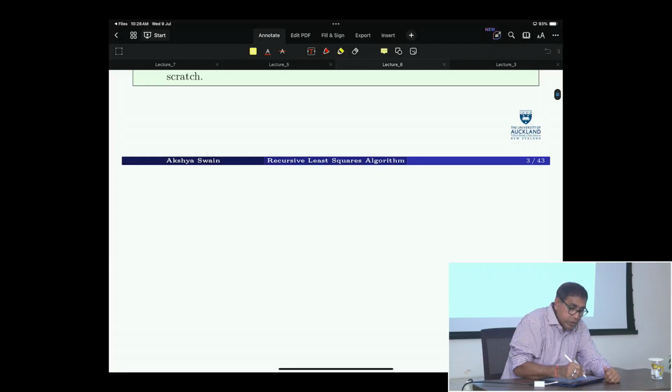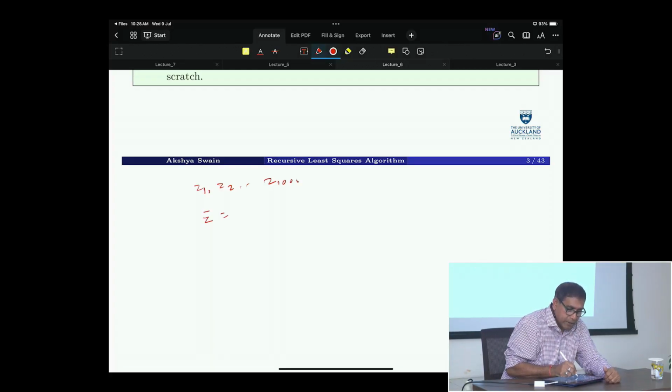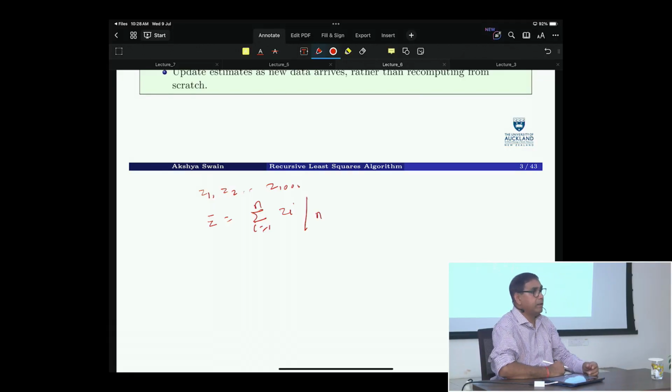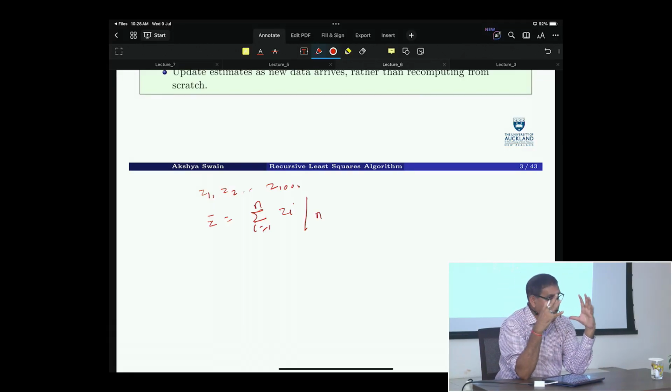I have got the samples Z1, Z2 up to Z1000. What is the mean value? Z bar is equal to sigma i equal to 1 to n Zi divided by 1000. Sorry, divided by n. Right? I take all the samples and add them together. Batch estimation, right?